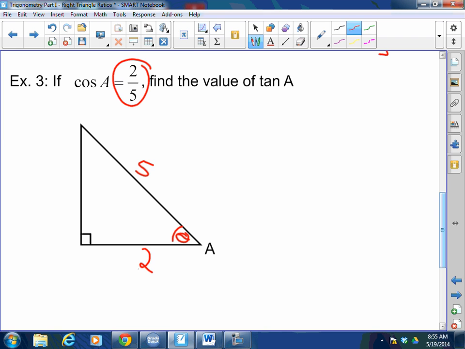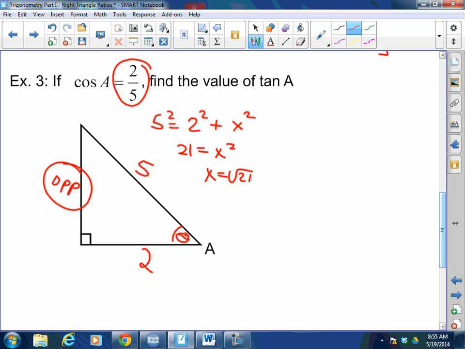Now let's find my opposite, right? Well, 5 squared equals 2 squared plus my opposite squared. So 25 minus 4 is 21 equals x squared. So x equals the square root of 21. So my opposite is now square root of 21. Does that make sense?